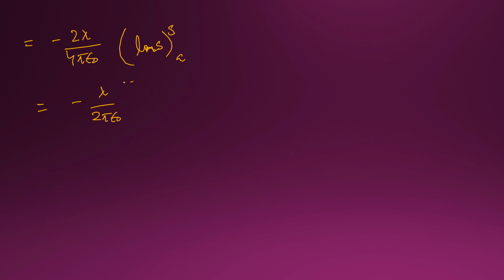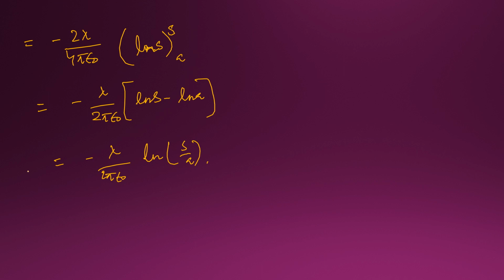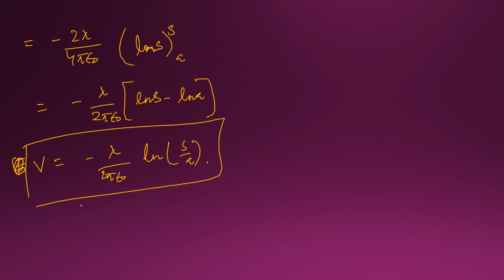Now minus 2 lambda by 4 pi epsilon naught. The integration of ds by s is ln s, so ln s from a to s: minus lambda by 2 pi epsilon naught, ln s minus ln a, which can be written as minus lambda by 2 pi epsilon naught ln s by a. Okay, so this is the potential. See how easy it is.